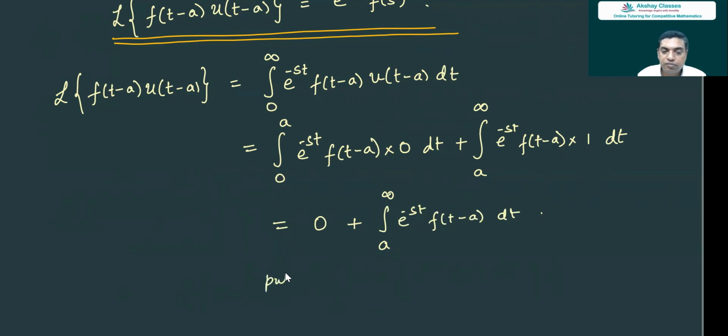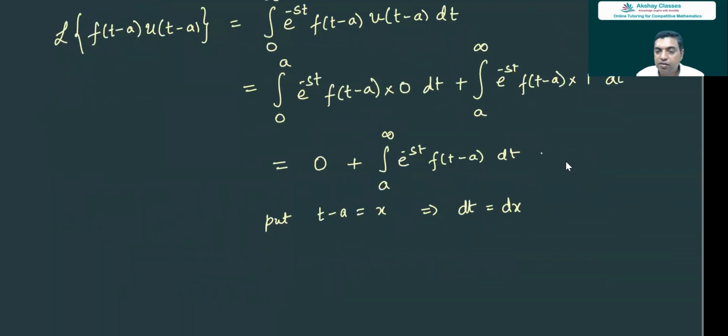Now substitute t minus a as some y or x, doesn't matter. dt is equal to dx, and see the limits. This is t, this is x. When t is a, x is 0. And when t is infinity, x is also infinity. So I convert this to 0 to infinity.